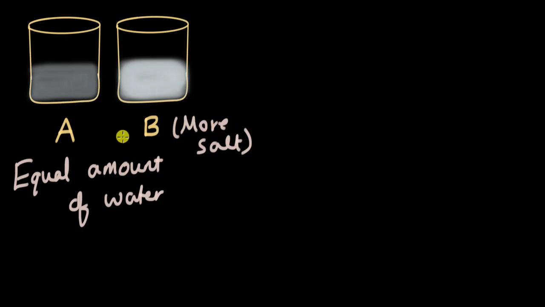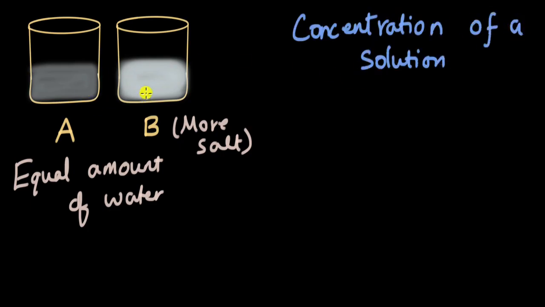But is there a shorter or a briefer way of describing what we are seeing? Well, turns out there is, and we can talk about concentration of a solution. In this example, we can say that the second beaker, beaker B, is more concentrated than beaker A. Beaker A is less concentrated than beaker B.